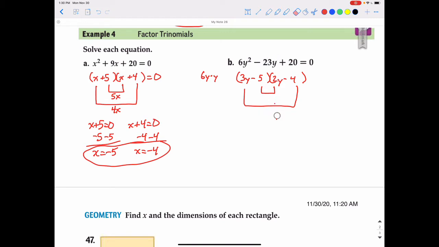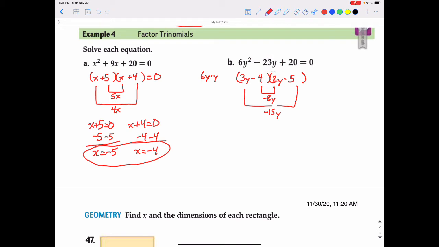Would it matter if I switched them around? And actually it does in this case, because if I put the negative 5 on the right side and the negative 4 on the left side, I'm taking those numbers times different numbers with y's. So negative 4 times 2y is negative 8y. Negative 3y times negative 5 is negative 15y, and those do add together to be negative 23y. So this is the proper way of factoring it.